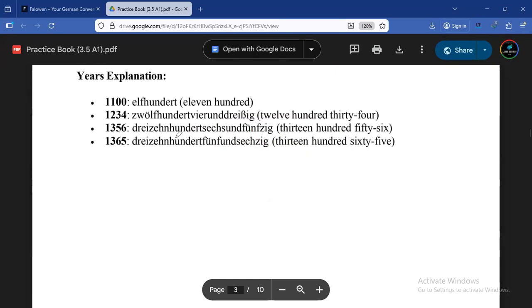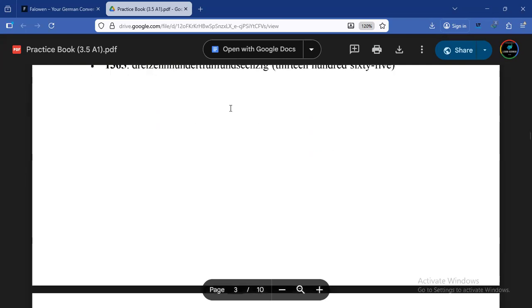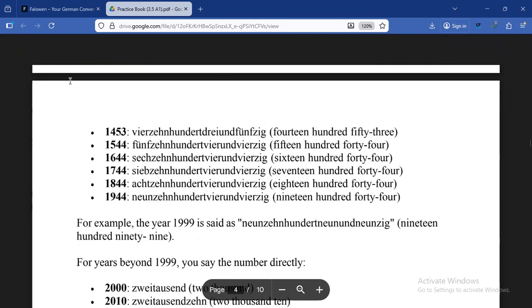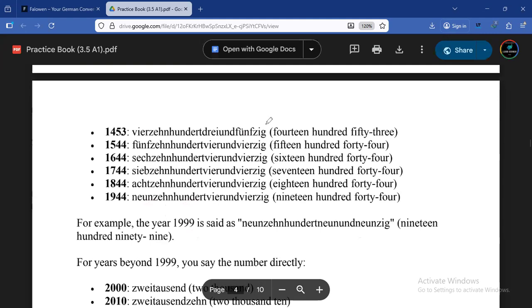1365 is going to be 1365. So we put the 100 in the middle. And 1453 is going to be 1453. So we say 1400 53.